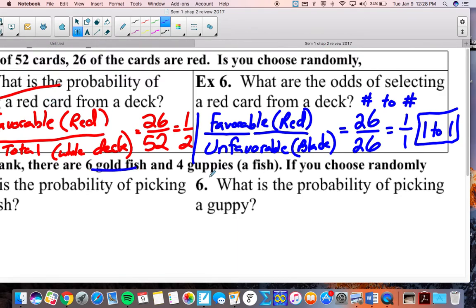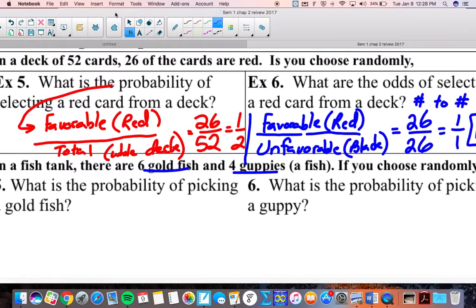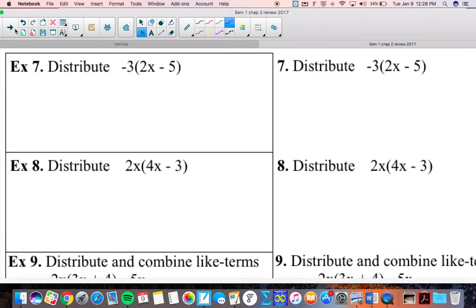Looks like you're gonna do some guppies and goldfish here in a second. On the back, we're doing some distributing. So we multiply, this is multiplication. So we have -3 times 2x, which is -6x. And then careful on this last one, we have -3 times a -5. If it helps to add the opposite, do it.